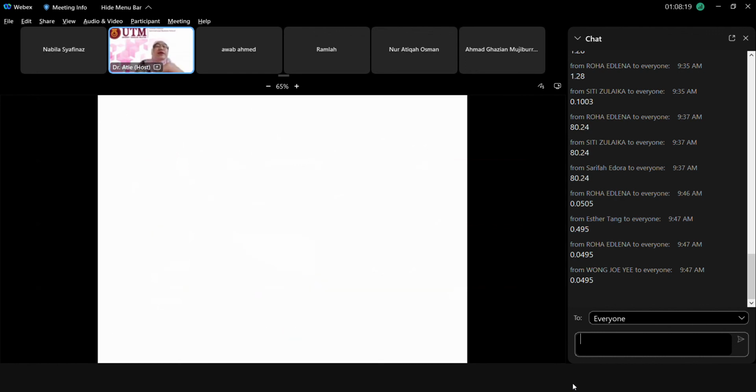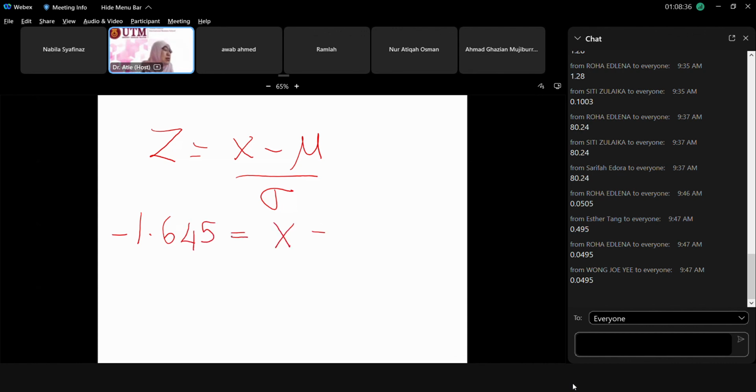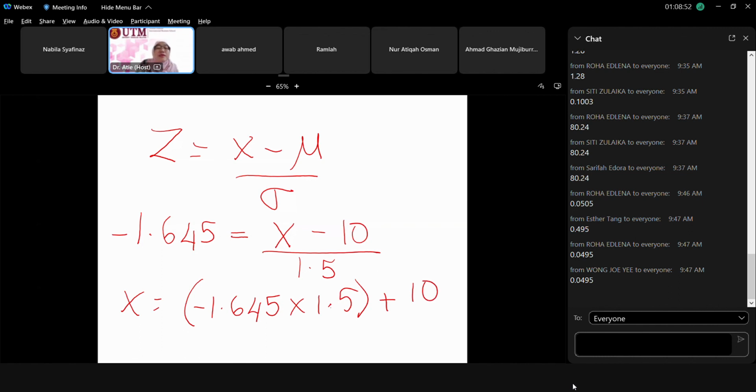Right. Then now we can get our value of x minus mean divided by sigma. So remember our z just now is negative 1.645, right? Equals x minus the mean. We don't know the x, and the mean is actually 10, divided by 1.5, right? So then the x will be negative 1.645 times 1.5 plus 10. So I would like Zian, can you get me the answer, Zian, for me?